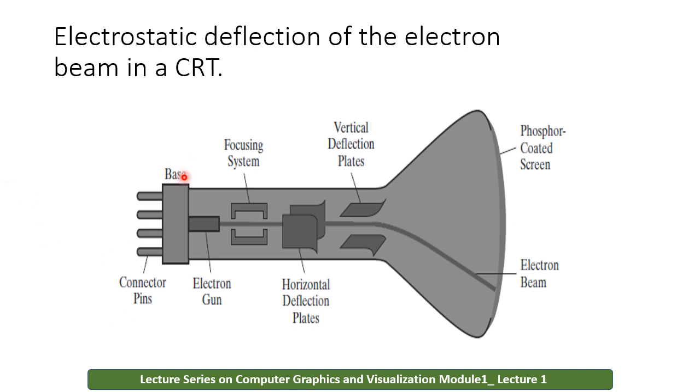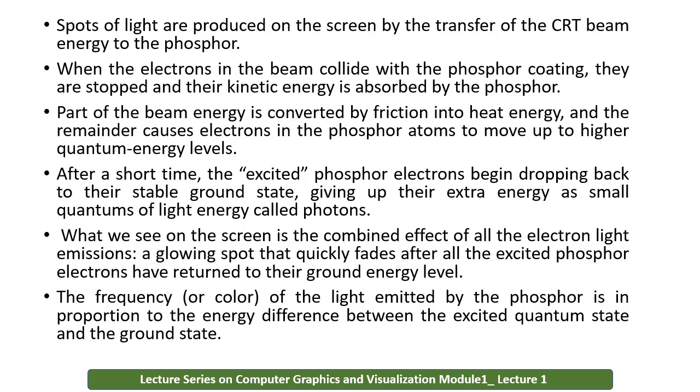So these are the connector pins. The base will be mounted with the electron gun. That will be handled with the focusing system, and this will be controlled by the horizontal deflection plates and the vertical deflection plates. So the deflection of the electron beams can be handled, and the beam normally comes into contact with the phosphor coated screen in all the areas.